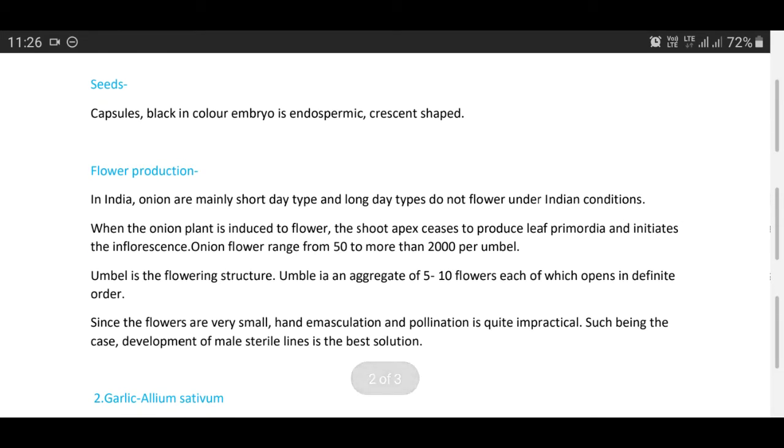Flower production in India: onions are mainly short day type, and long day types do not flower under Indian conditions. When the onion plant is induced to flower, the shoot apex ceases to produce leaf primordia and initiates the inflorescence. Onion flowers range from 50 to more than 2000 per umbel. Umbel is the flowering structure of onion. Umbel is an aggregate of flowers, each of which opens in definite order.